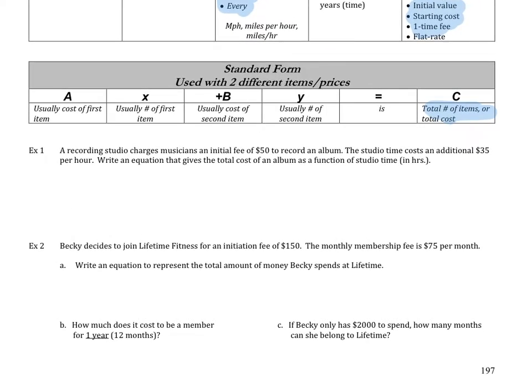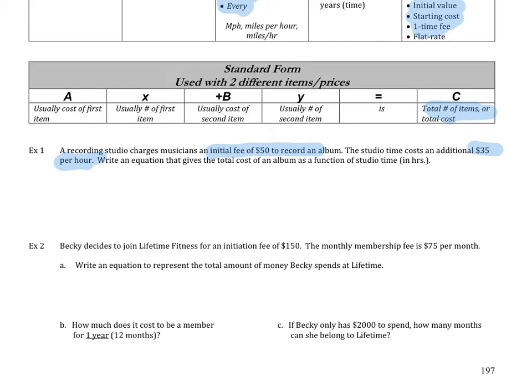So example 1: a recording studio charges musicians an initial fee of $50 to record an album. That seems important, the initial fee. And then studio time costs an additional $35 per hour. See that word per? That is a big hint that we're looking at a rate, a slope-intercept form equation. This one says write the equation that gives the total cost of an album as a function of studio time in hours.